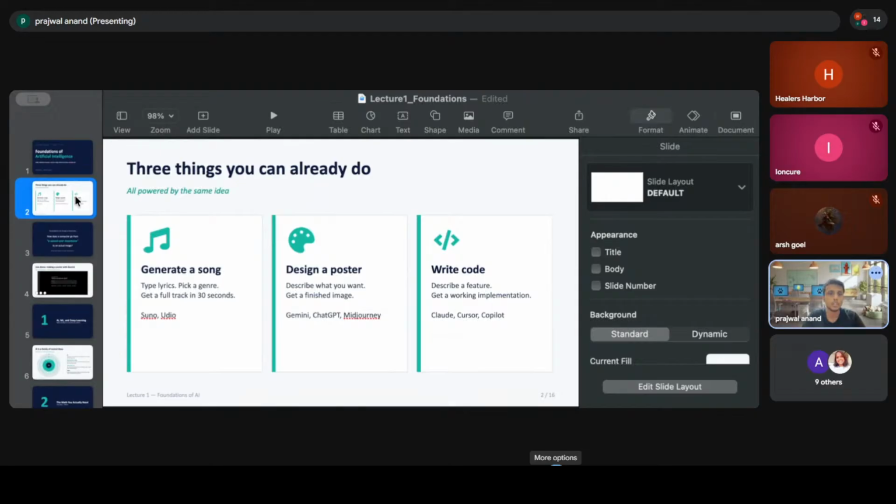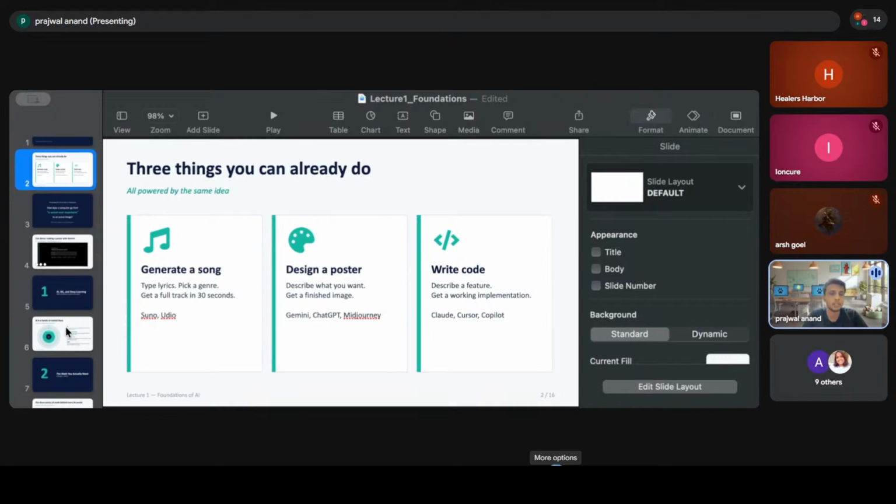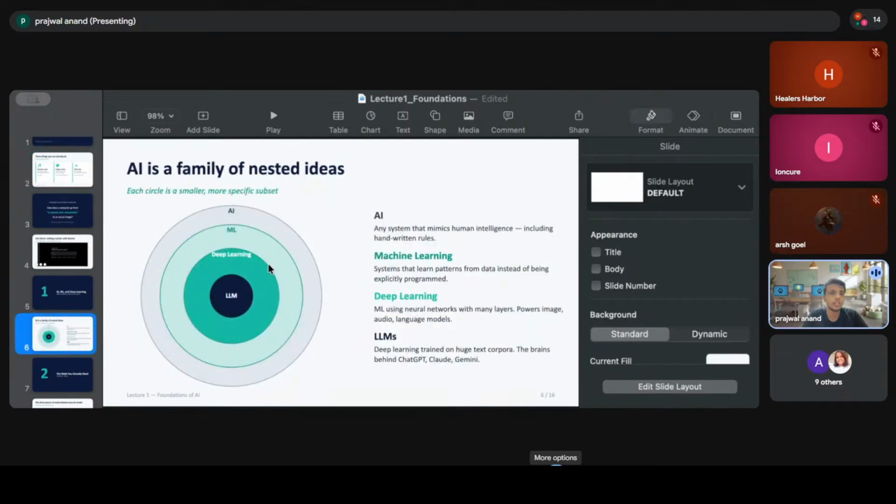And the newest thing that we have seen is Claude Opus 4.7, and how its cybersecurity was at the forefront of the news recently. So what happens when you give a prompt to generate a song, to design a poster, or to write code? We'll see how that works in the background. But before that, let's see what is inside AI. So what is an AI?